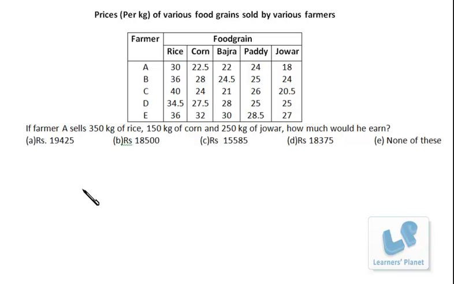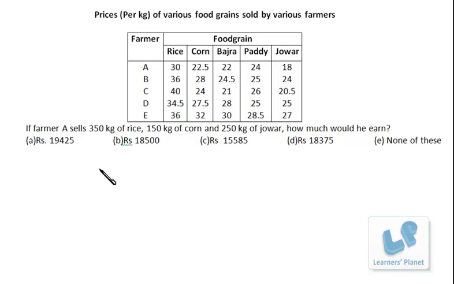Now friends, let's take this table. This is from the previous year bank PO papers. Now, if farmer A sells 350 kilogram of rice, 150 kilogram of corn and 250 kilogram of jowar, how much would he earn, right? Now prices are given over here and that is in per kilogram. So it's just a simple mathematic calculation. Let's do it. You do it on your own, then match with mine.